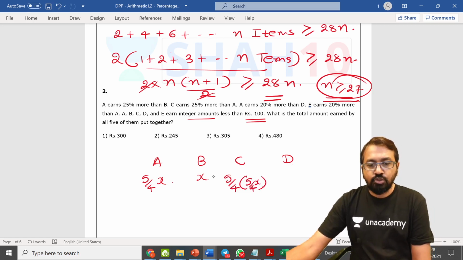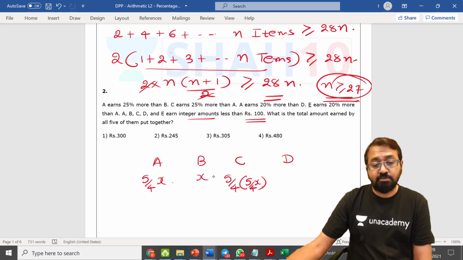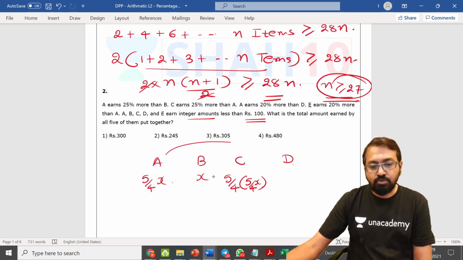Further, A earns 20% more than D. Okay, so A earns 20% more than D. Now this is where it becomes tricky. So if A earns 20% more than D, you can say D earns 16.66% less than A.